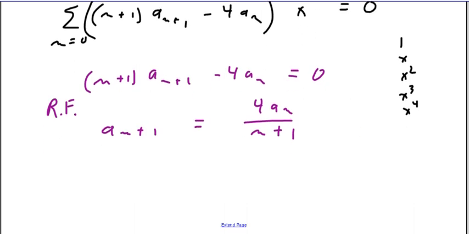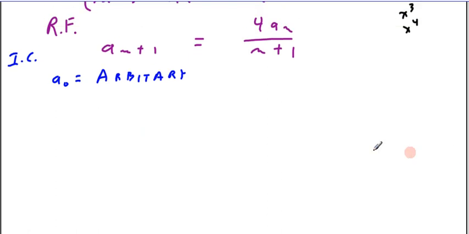All right, now I got a recurring formula that has to continue. What is A0? I don't know. Why don't I know? Well, I don't have an initial condition. No initial condition means how can I know what A0 is? So I don't know what A0 is. So A0 is just going to be arbitrary. I don't know what it is.